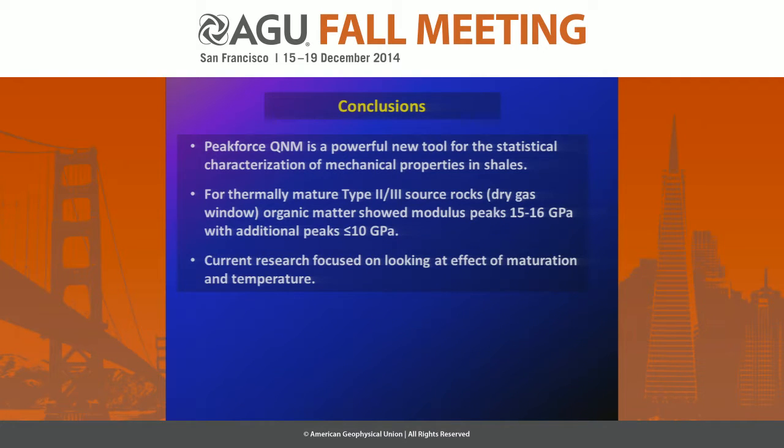So these are the conclusions. Basically, PeakForce QNM, which is the method that we've been using, is a powerful tool for characterizing the surface. These are the values we got for a thermally mature source rock: 15 to 16 GPa for the organic matter, and additional peaks at below 10. And I think I've used up all my time. Thank you.